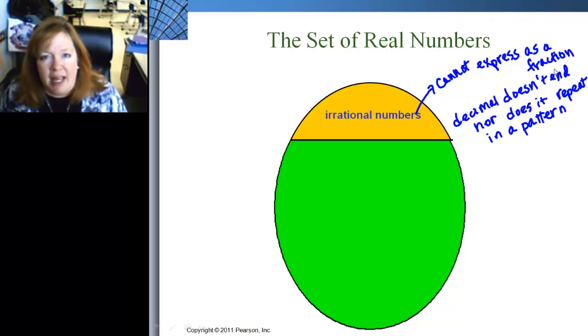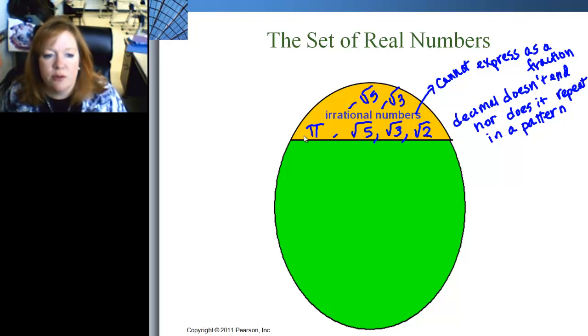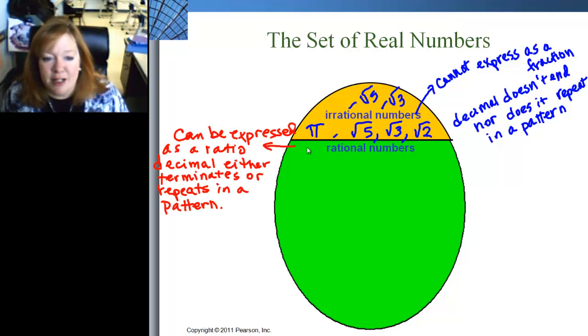But irrational numbers are any number that you can't express as a fraction. So that means the decimal doesn't end or repeat in a pattern. And they're numbers such as the square root of 5, negative square root of 5, negative square root of 3, square root of 3, square root of 2. Pi is an irrational number, which is interesting because pi started out as the ratio of the circumference over the diameter, so it started as a ratio of 2 things. Anyway, ironic.